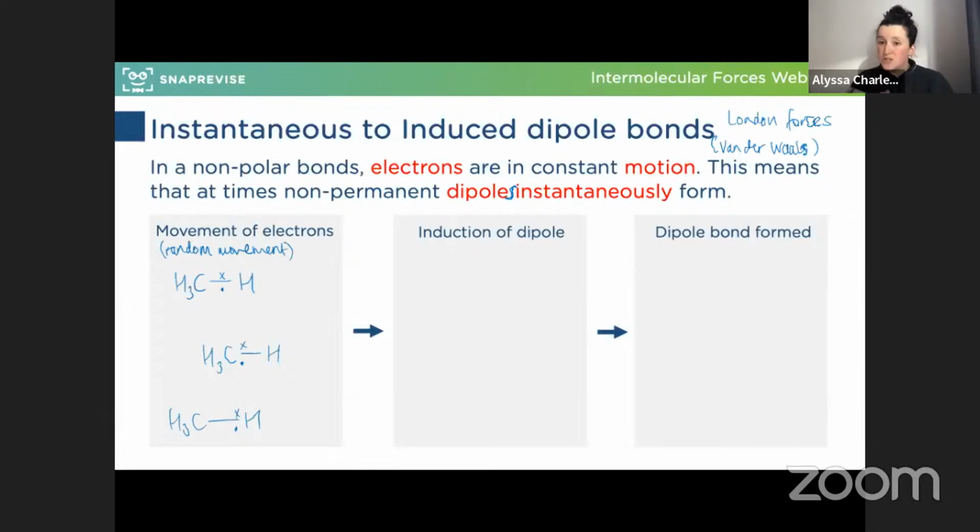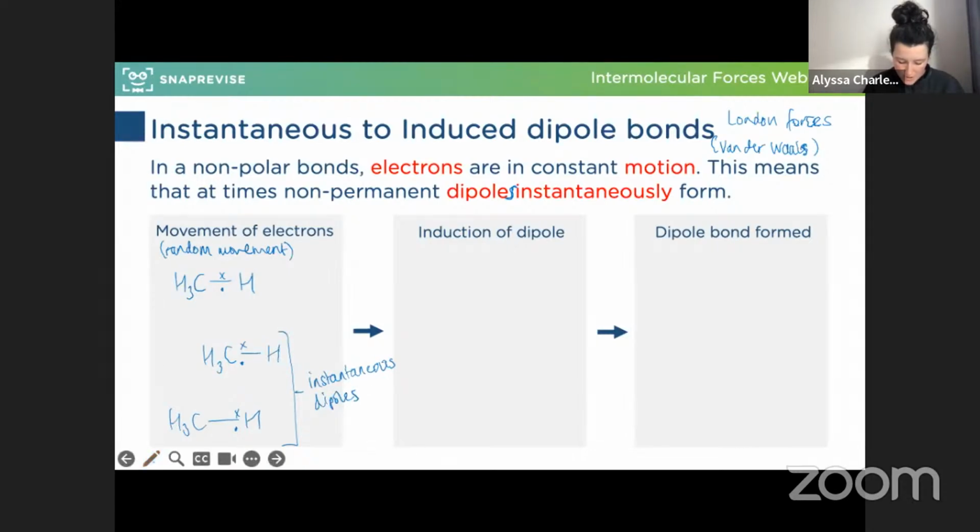It's a good phrase to use. The random movement of electrons can cause one side of a molecule to be slightly delta positive and the other side to be slightly delta negative. It can cause an instantaneous dipole. So these two can be instantaneous dipoles. Just check my spelling, instantaneous dipoles.